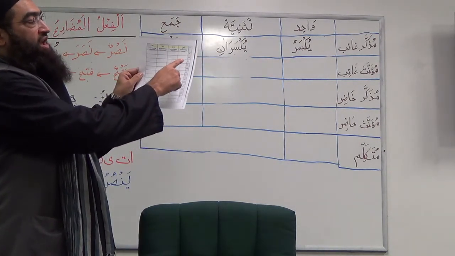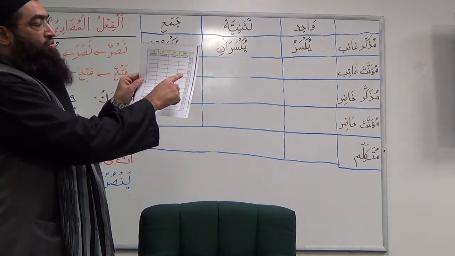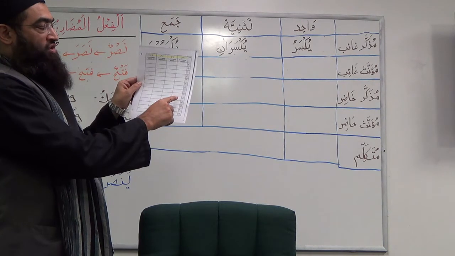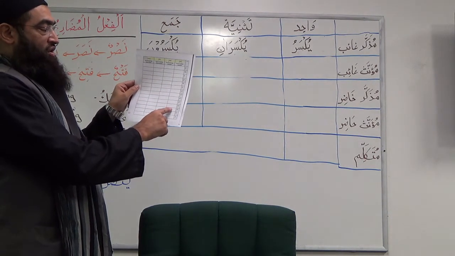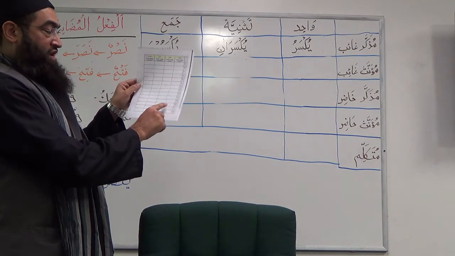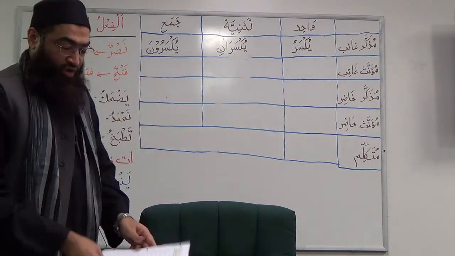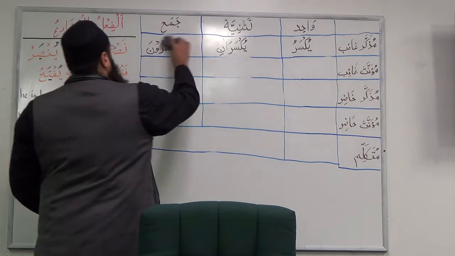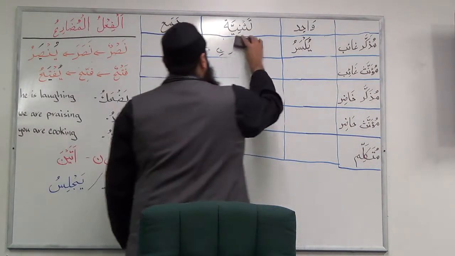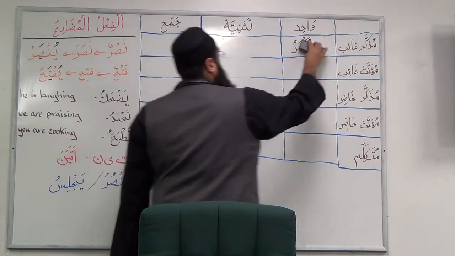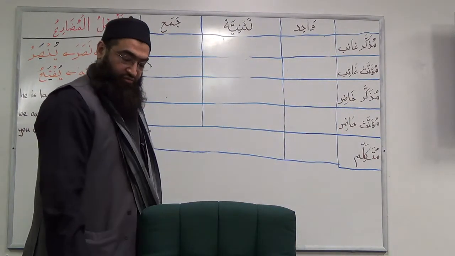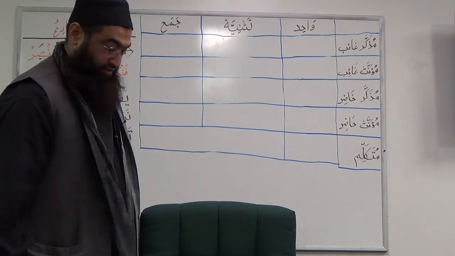So let's do the first one. Yuftahu, yuftahani, yuftahuna, tuftahu, tuftahani, yuftahna, tuftahu, tuftahani, tuftahuna, tuftahina, tuftahani, tuftahna, uftahu, nuftahu. Let me put that on the board, make it a little easier to understand. So I'll write the first one, and then you guys can fill in the rest of the columns.